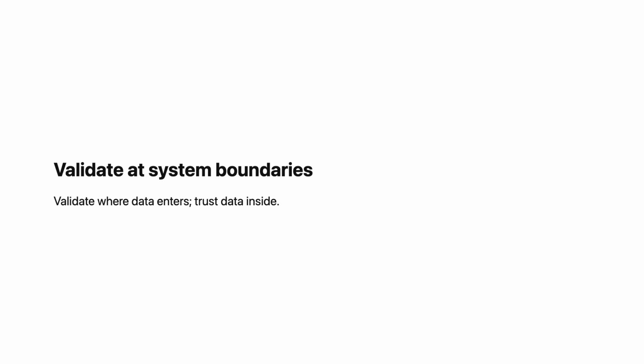Different kinds of checks for different purposes. Type validation. Is the data the right type? Is it a number, not a string? Is it an object, not null? Format validation. Is the structure correct? Does the email have an at sign? Is the date in ISO format?